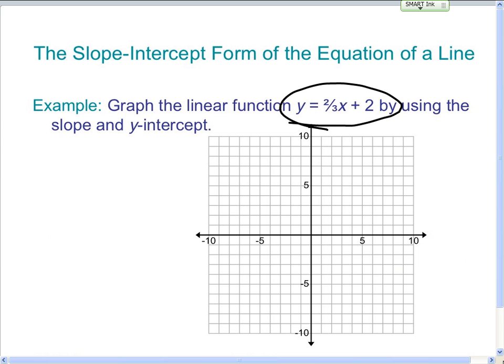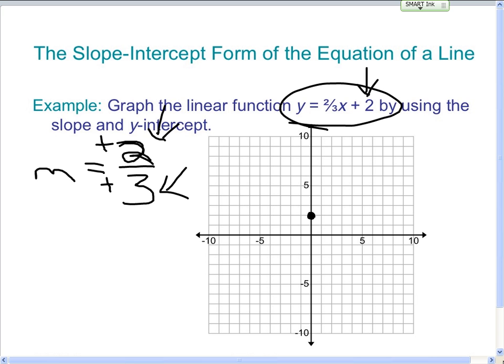So for example, if I want to graph y equals 2/3 x plus 2, my b is 2, so on the y-axis I'm going to put a point at 2. My slope is 2/3, which is a positive 2 over a positive 3. So that means the top number tells us up or down, the bottom number tells us left and right. So we're going to go up 2 to the right 3 from the point that we already plotted. Don't go from 0, 0. Go from the point we already plotted. We're going to go up 2 to the right 3 and connect them.